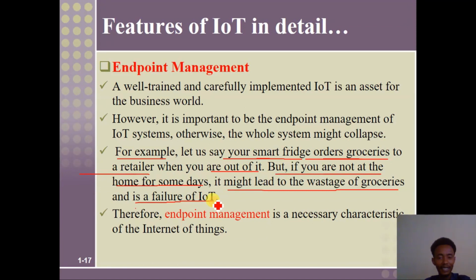If the information is sent from the smart fridge to order groceries from the retailer, once the retailer replies with feedback, the smart fridge is filled with food. If you are not at home and you are not managing your smart fridge using endpoint management, such wastage of the groceries will happen, and it may also pave the way for the failure of the IoT. Therefore, endpoint management is a necessary characteristic of the Internet of Things. We should manage our smart devices by using endpoint management.